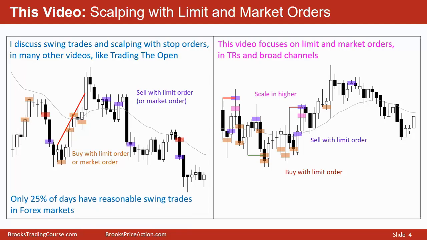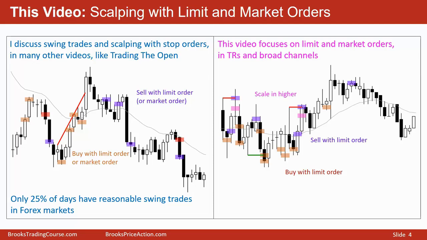In the Forex markets, only about 25% of the days have reasonable swing trades. So if you're a Forex trader and a day trader, for the most part, you're going to be scalping, and a lot of your entries are going to be with limit orders. This is what a typical day looks like in the Forex markets on a 5-minute chart. If you're going to be actively trading it, looking for many trades, most of your trades are going to be limit order scalps.